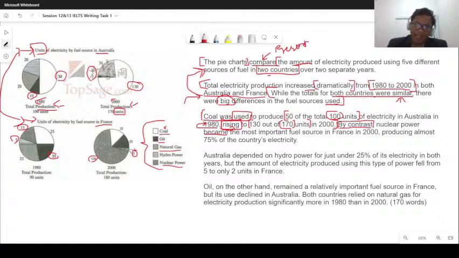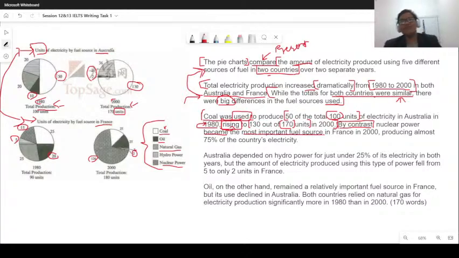Nuclear power became the most important fuel source in France in 2000. If you take a look here again, there is a slight variance in the grammar. In the first sentence, coal was used in passive form, with the object as the subject. But in the second sentence, by contrast, nuclear power became, it is an active sentence, the most important fuel source in France.